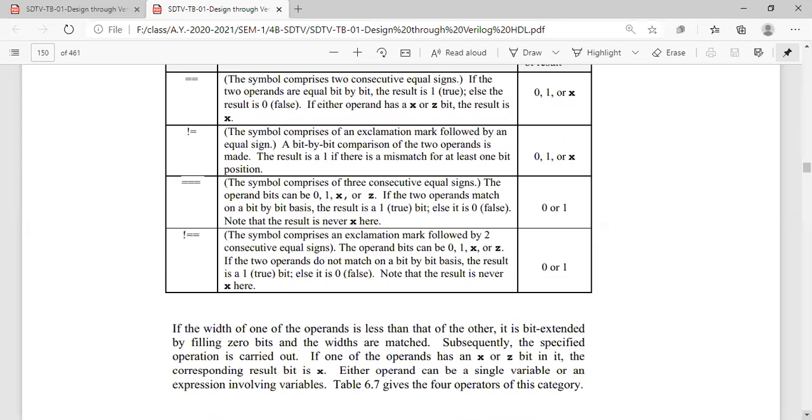In a similar fashion, if both are bitwise not equal, then we will have 1, and if they are the same, we will get 0. You can see the operand bits can be 0, 1, and x. If the two operands do not match bit by bit, the result is 1. If it does not match only, it is 1, else it is 0. Generally, people get confused here. If they don't match, we say it is not equal, so only if it is not equal do we give the result as 1. If they are not equal, we say yes, they are not equal, that means it is true, else it is false.